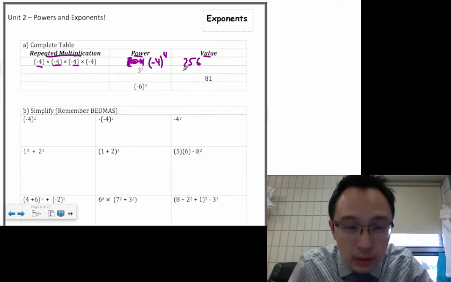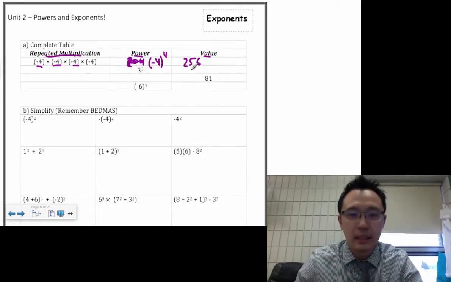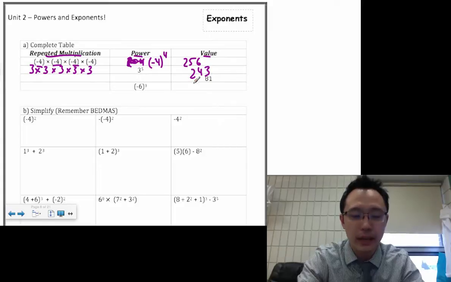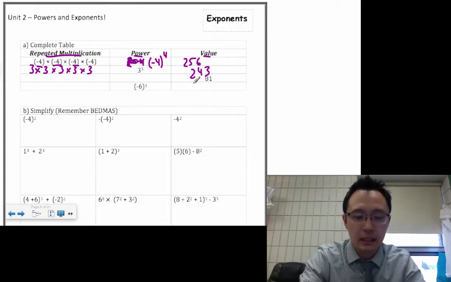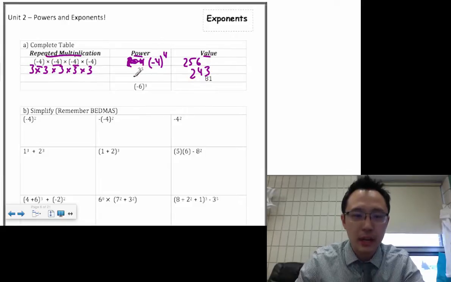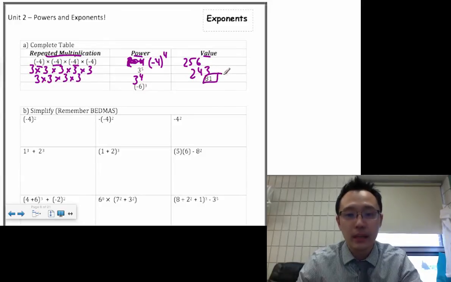The next one, 3 to the power of 5. Let's see what my answer is. This is going to be 243. This means 3 times 3 times 3 times 3 times 3. 81. So what times what will give you 81? I think 3 would work. Yep, so if you have 3 to the power of 4, this means 3 times 3 times 3 times 3. That gives you 81.